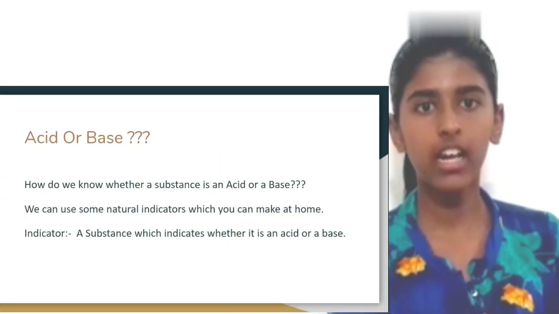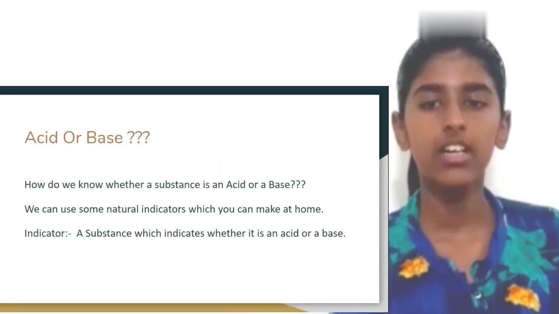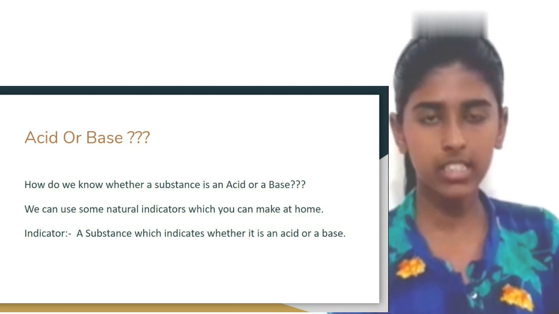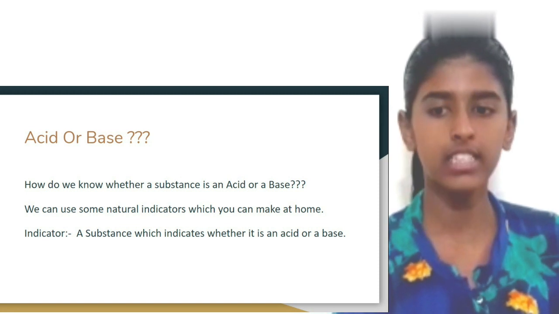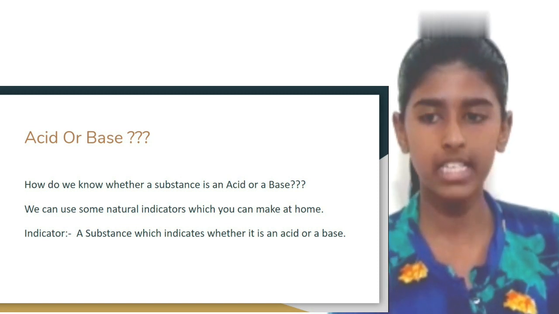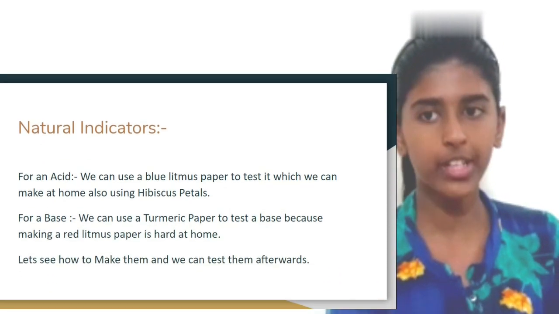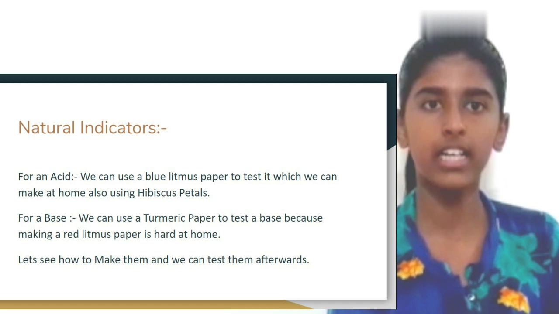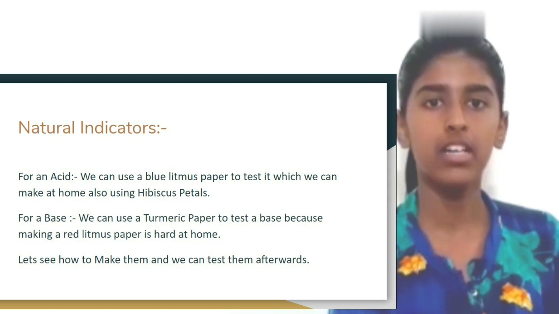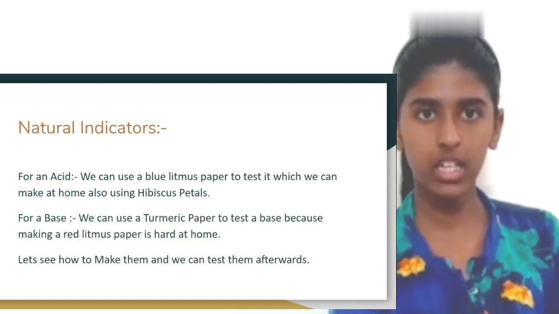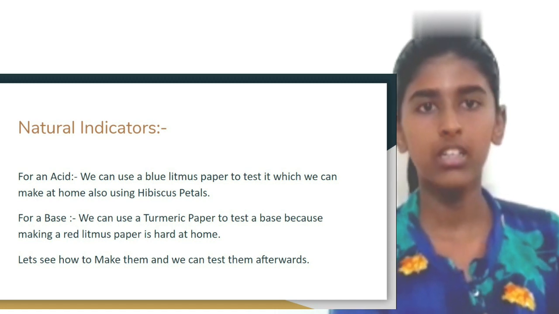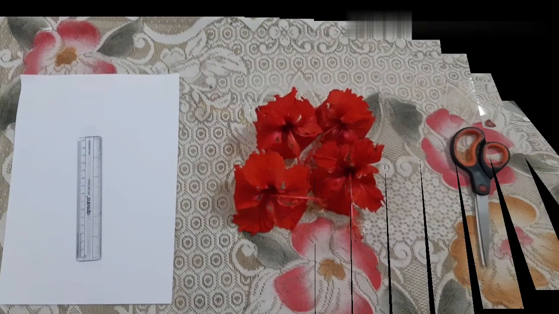How do we know whether a substance is an acid or a base? In this case we can use indicators. An indicator is a substance which indicates a change whether it is an acid or a base. In this case we are going to use natural indicators. For an acid we are going to use hibiscus petals to make a litmus paper. And for a base we are going to use a turmeric paper, as red litmus paper is hard to make at home. Let us see how to make these materials and let us test them afterwards.